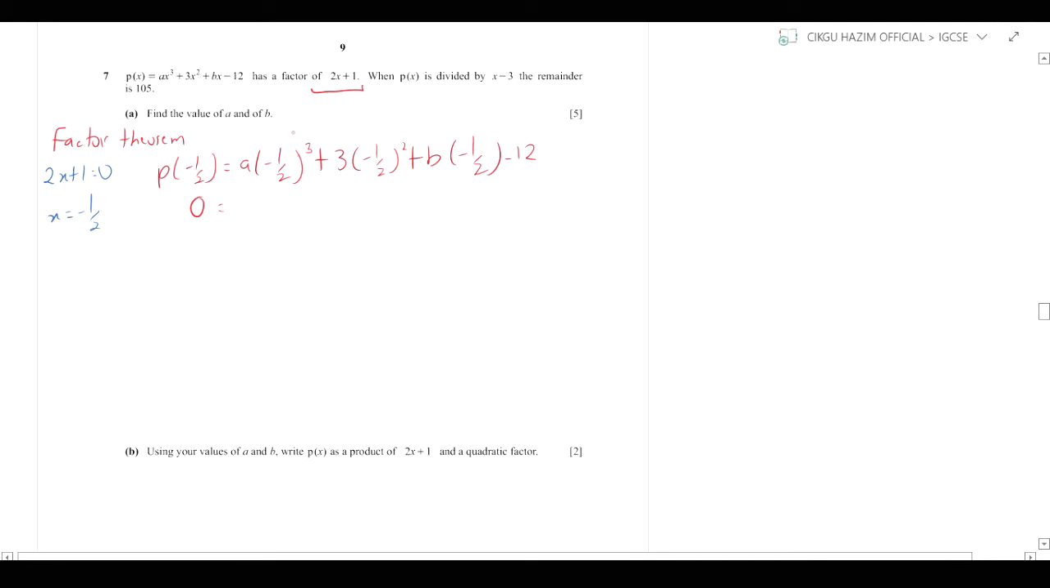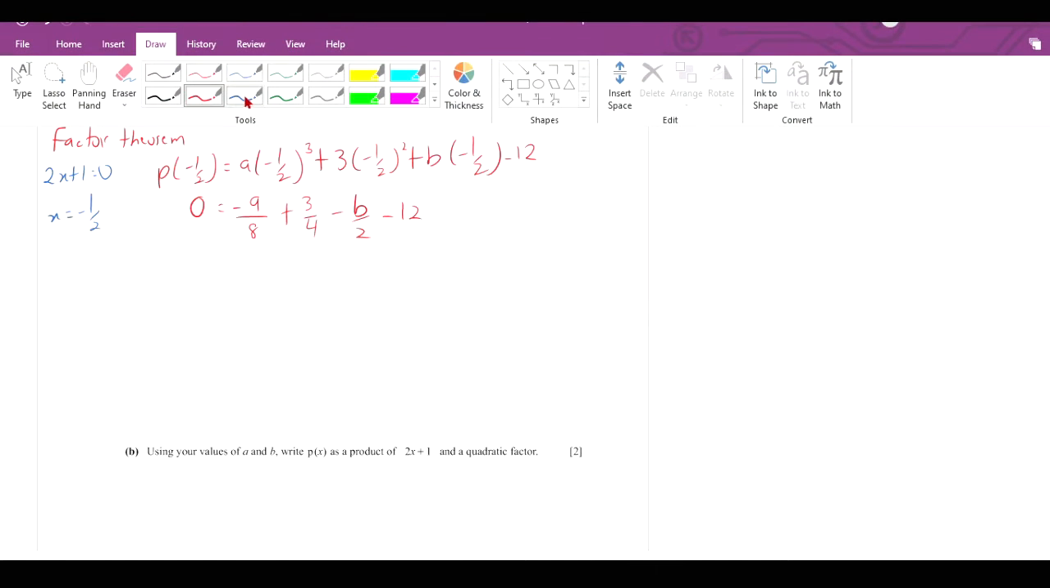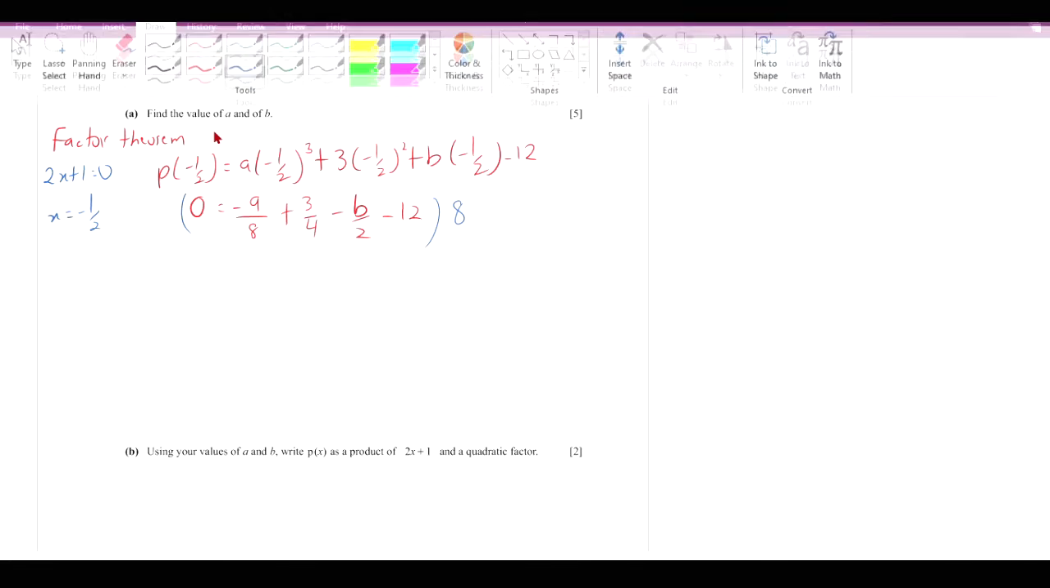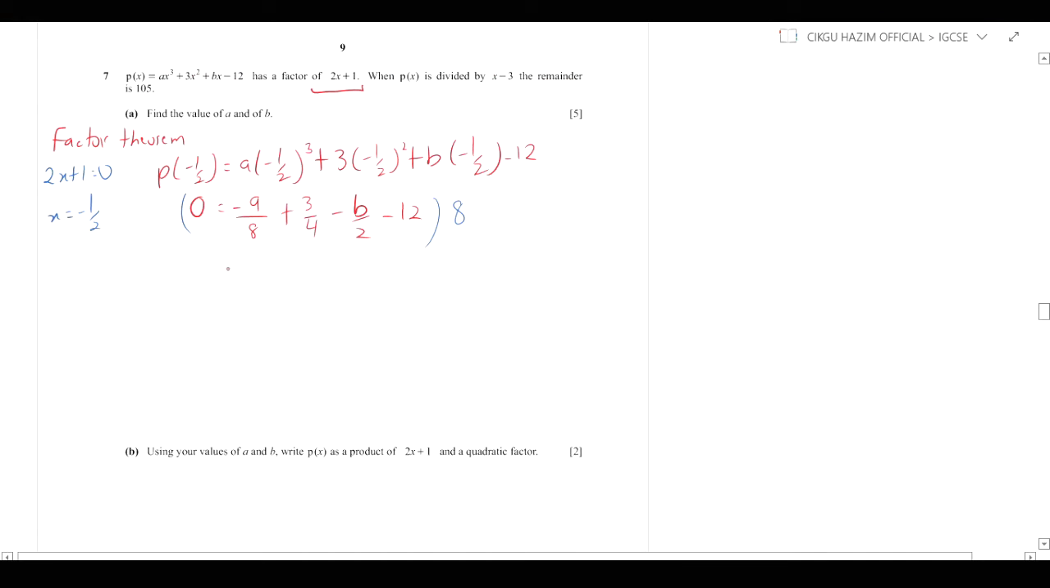So 0 equal to everything here. Everything is going to be negative a over 8, plus 3 over 4. We expand it one by one, minus b over 2 minus 12. To simplify everything, I multiply everything by 8, because I need to make it a simplified value.